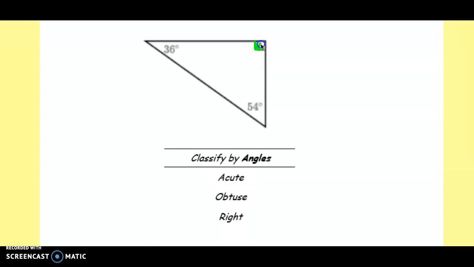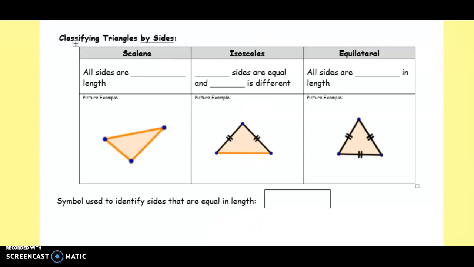Hopefully this was a dead giveaway to you. You see this right angle, which makes it a right triangle. All right, so the second way we classify triangles is by sides. And again, those are the connecting pieces between the vertices. So to classify by sides, we have three new terms: scalene, isosceles, and equilateral.